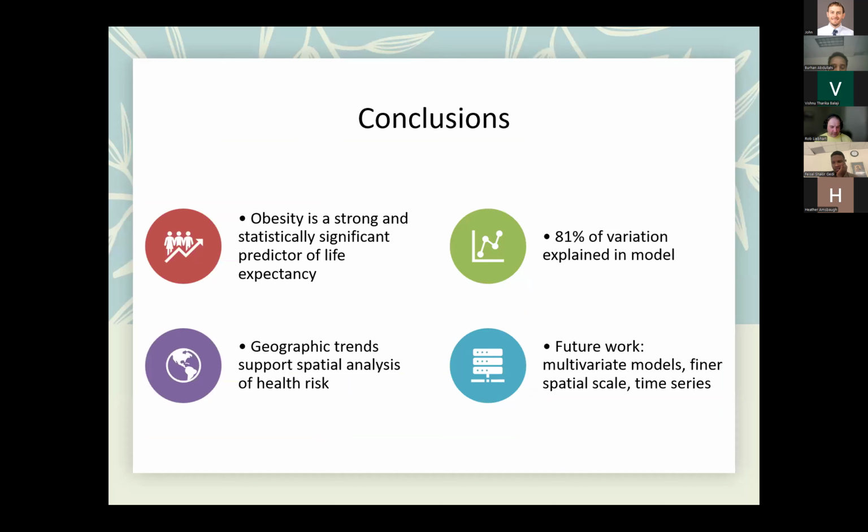To conclude, obesity is a strong predictor of life expectancy at the state level. This means that reducing obesity could help people live longer. Also, we can use simple tools like Excel to carry out the data for useful public health analysis. And this research can help decision makers create better policies focused on reducing obesity and improving healthcare or health planners.